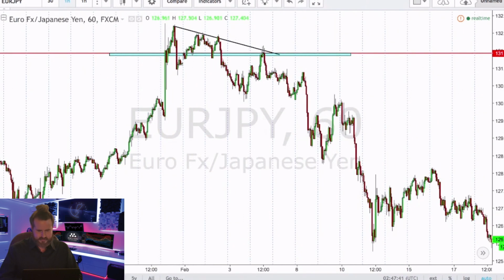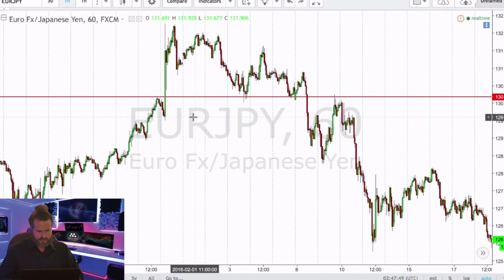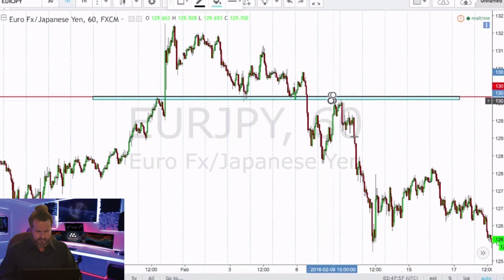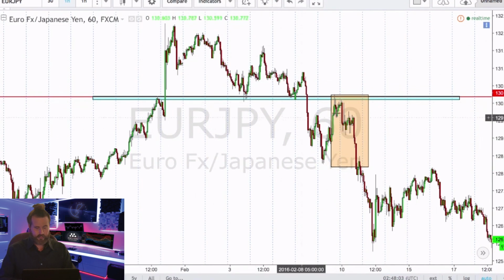All right, let's do another example. I see a level of support and resistance. I draw the zone out. This is the reversal zone. Pretend you don't see this little area here. That part of the market hasn't happened yet. We're going to predict it.